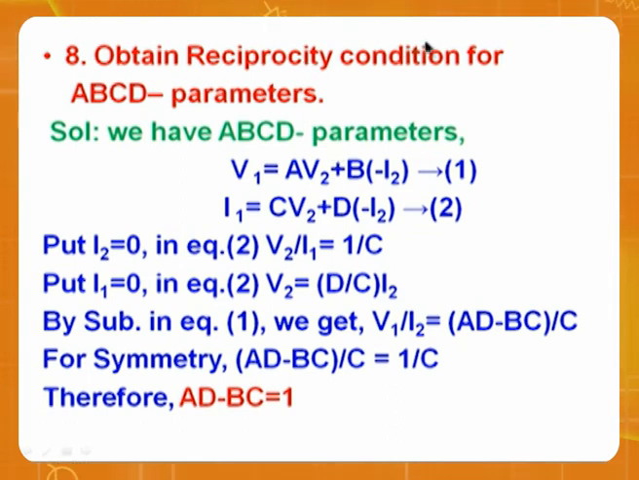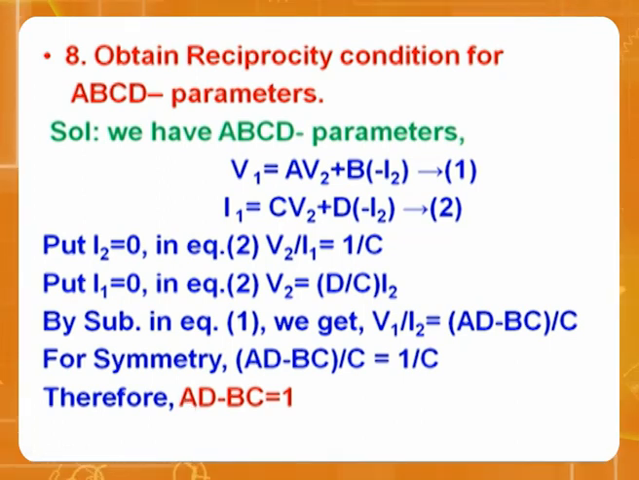Okay. So next, obtain the reciprocity condition for ABCD parameters. Just take the ABCD parameters, put I2 = 0, solve for V2 by I1. Put I1 = 0, and we have to go for V1 by I2. So V1 by I2 here is (AD minus BC) by C, and V2 by I1 is 1 by C. Equating, AD minus BC equals 1. So this is the reciprocity condition.